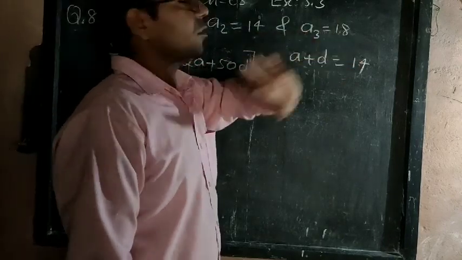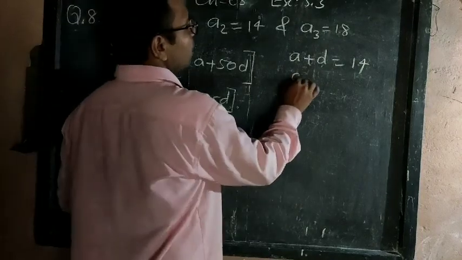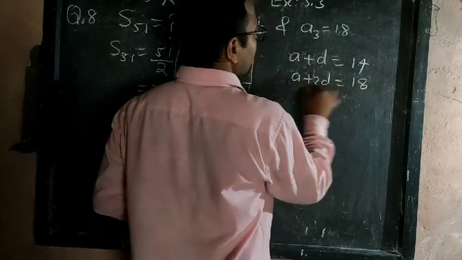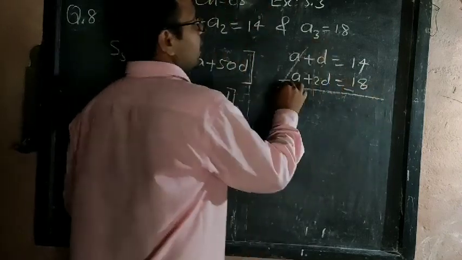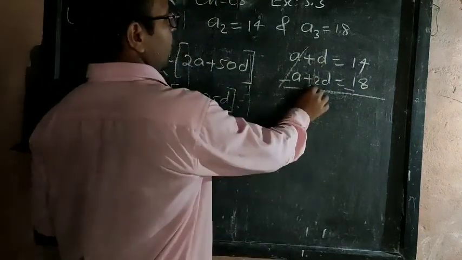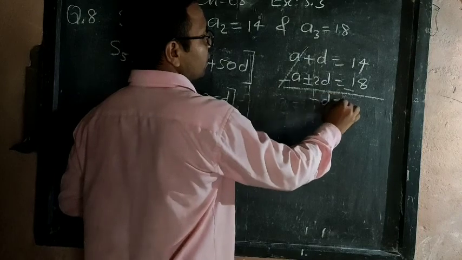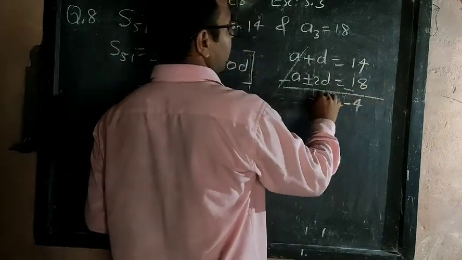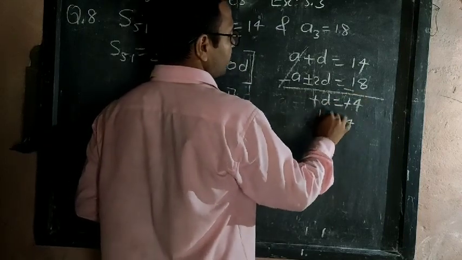a3 is equal to 18. a3 means what? a plus 2d. So a plus 2d is equal to how much? 18. Now students, you have to subtract these equations. a minus a cancels. So d minus 2d, how much will you get? Minus d is equal to 14 minus 18, how much will you get? Minus 4. So negative and negative cancel. So d is equal to 4 we have got here.